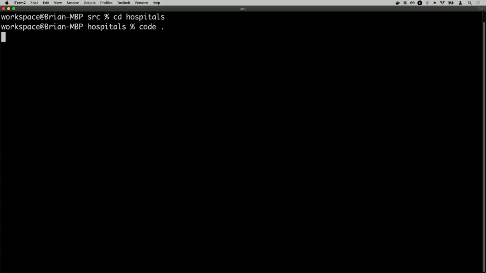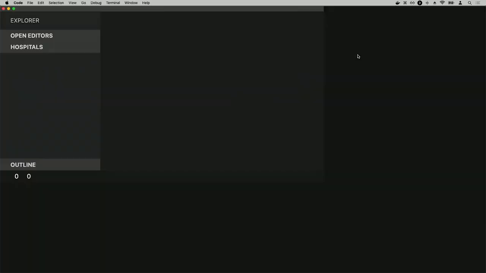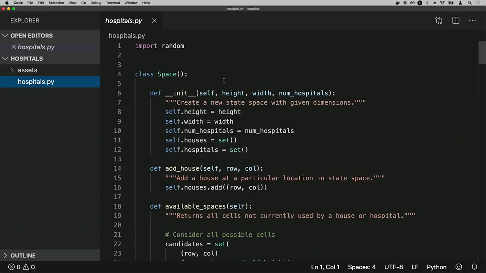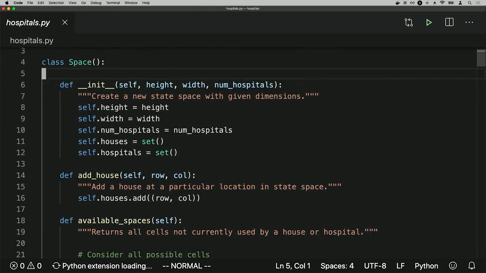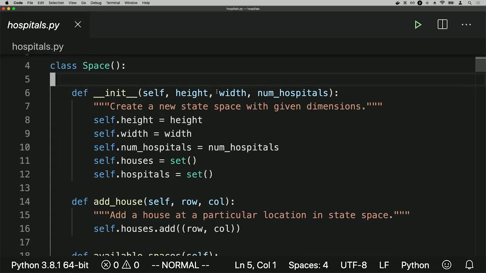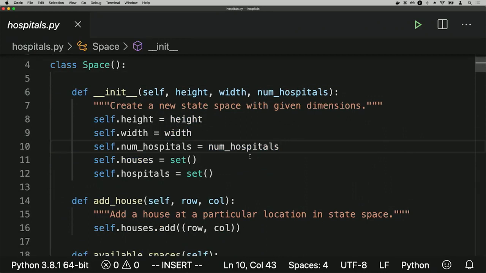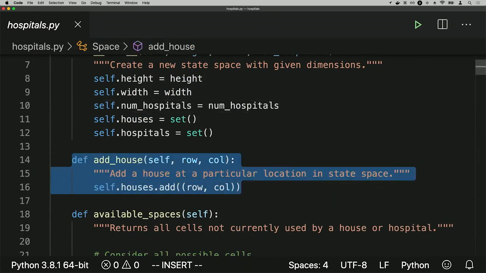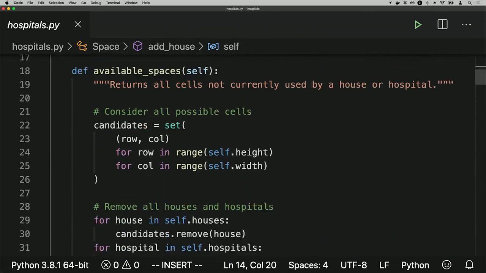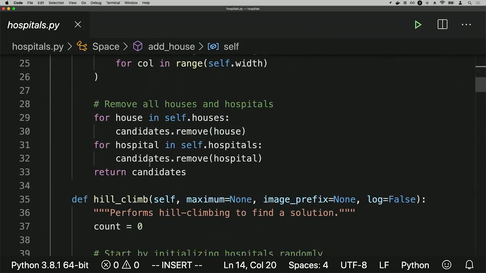So let's now take a look at some actual code that can implement some of these kinds of ideas, something like steepest ascent hill climbing, for example, for trying to solve this hospital problem. So I'm going to go ahead and go into my hospitals directory, where I've actually set up the basic framework for solving this type of problem. I'll go ahead and go into hospitals.py, and we'll take a look at the code we've created here. I've defined a class that is going to represent the state space. So the space has a height and a width, and also some number of hospitals. So you can configure how big is your map, how many hospitals should go here. We have a function for adding a new house to the state space, and then some functions that are going to get me all of the available spaces for if I want to like randomly place hospitals in particular locations.